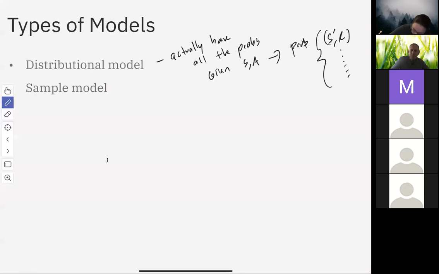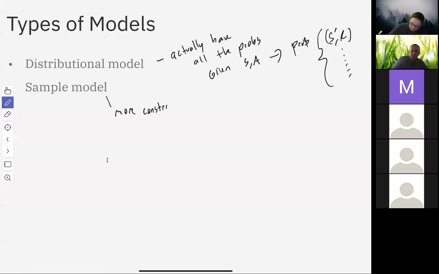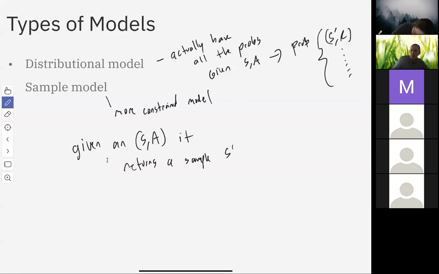A sample model is a more constrained model. A sample model says, given an S and an A, it returns a sample S prime, R. So this is, according to the model, a potential next state and reward. This is more like the MDPs that we have been using in order to generate episodes. It's actually often much easier to write a model that just takes a given state and action, rolls a dice, and returns an S prime and an R.